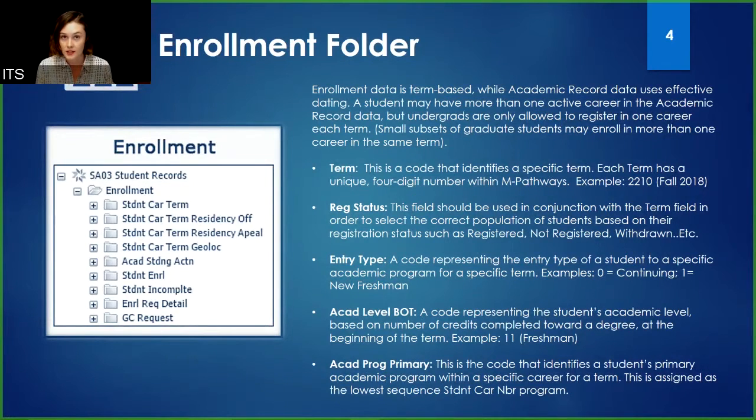So obviously the first field being term. Term is organized in a sequential code system, so you would need to pull in the description in order to know what term you're dealing with, unless you deal with term codes often. The term is generally 4 digits. So an example here on our slide is that 2210 ends up being fall of 2018.